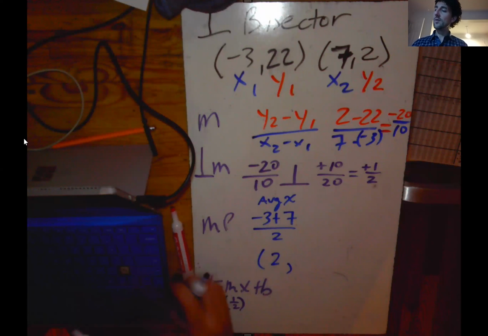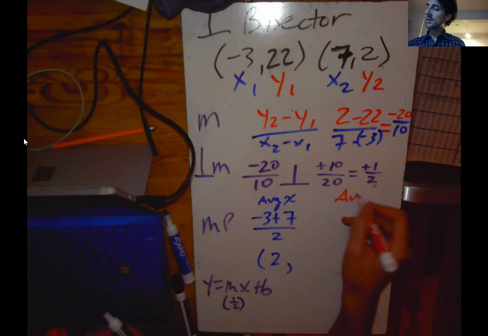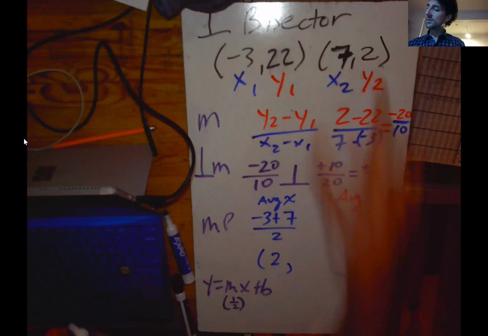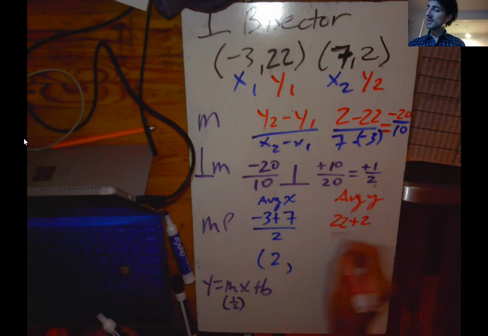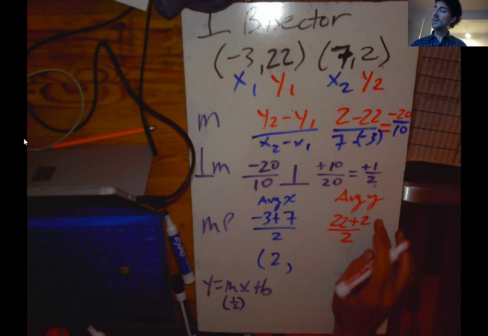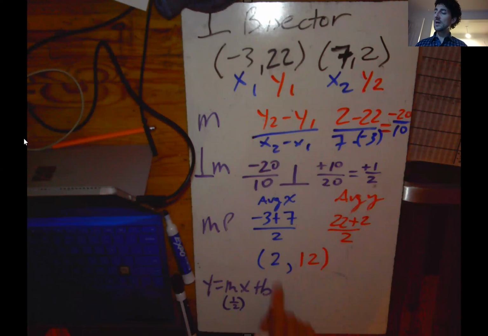Now the y values, the average of y. We have 22 plus 2. And then divide by 2. 22 plus 2 is 24. 24 divided by 2 is 12. So we have our midpoint at 2, 12.